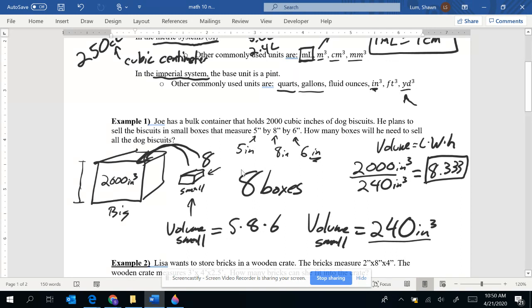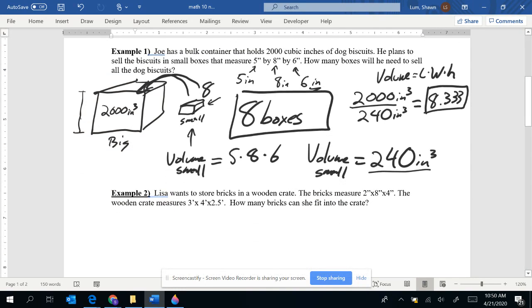So it would be a requirement that you round this number down. The number will always round down. So if it said 8.99 boxes can fit in there, you'll have to say it's going to be 8. I know some people want to round it up to 9, but you can't do it. It'd be too much.